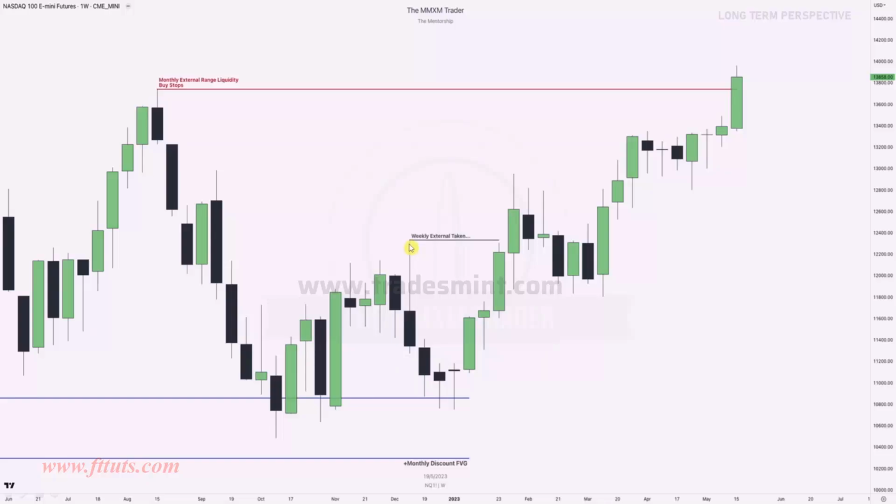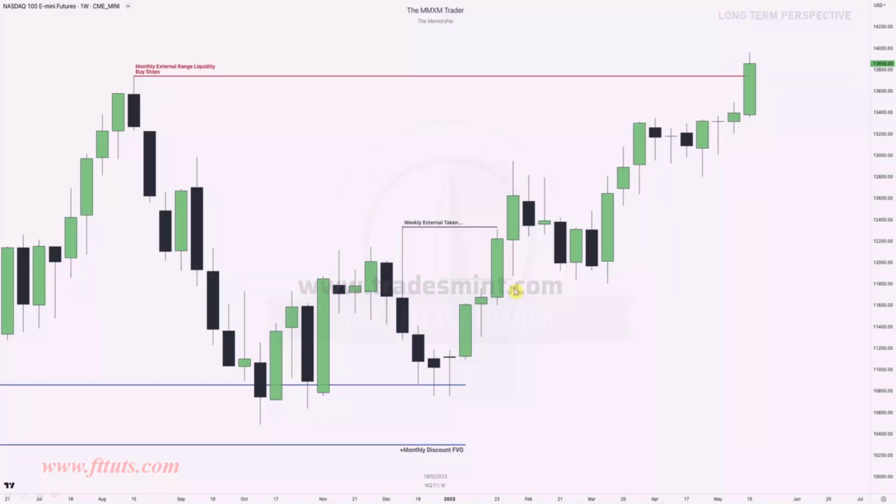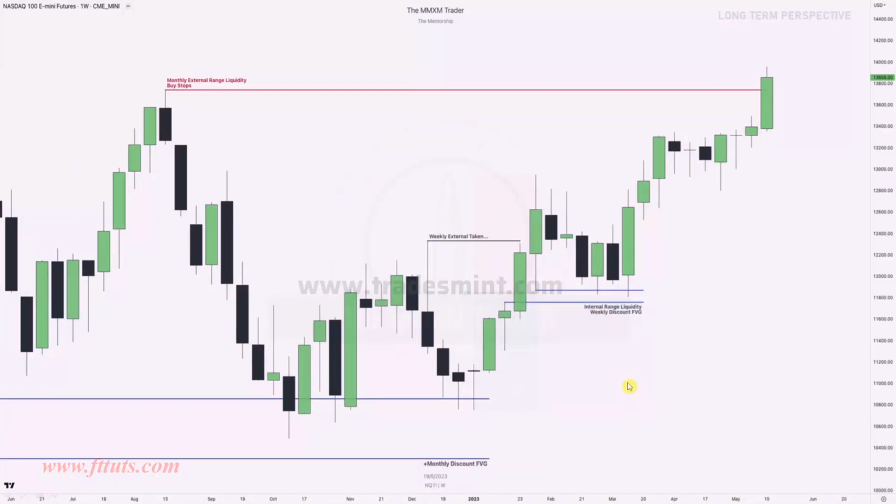Now we have weekly external liquidity, which is over here. So where do we go after we take that weekly external? Your eye should immediately go to internal range liquidity, right? So you look for a fair value gap, which is down here, right? Again, draw out your dealing range, this low till this high. Then we've got that internal range liquidity.